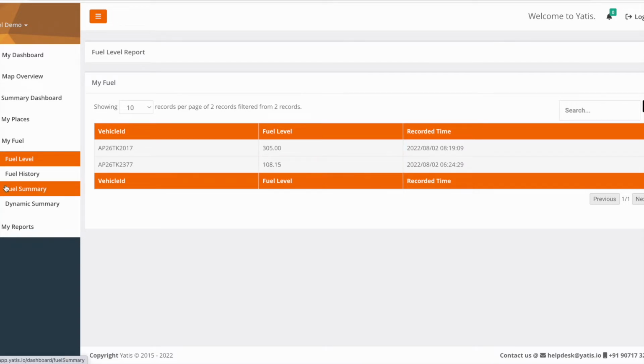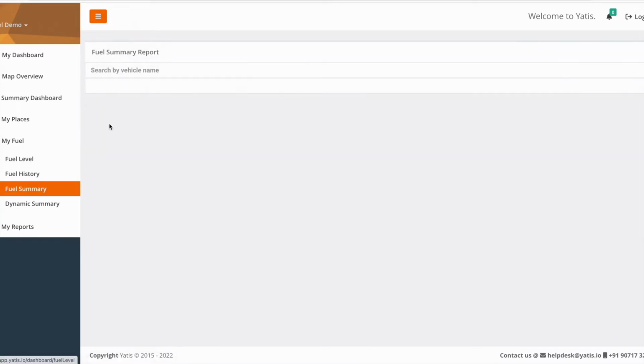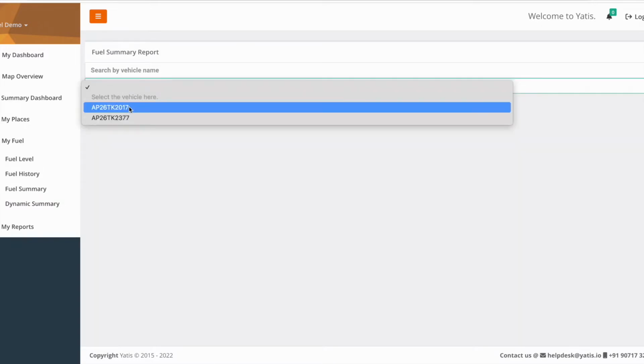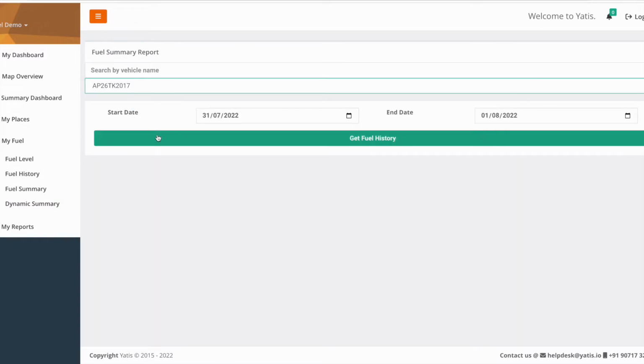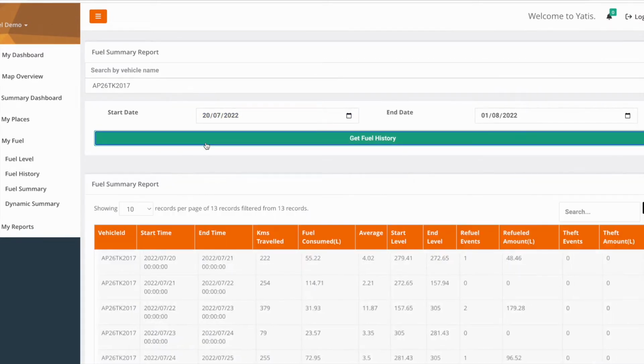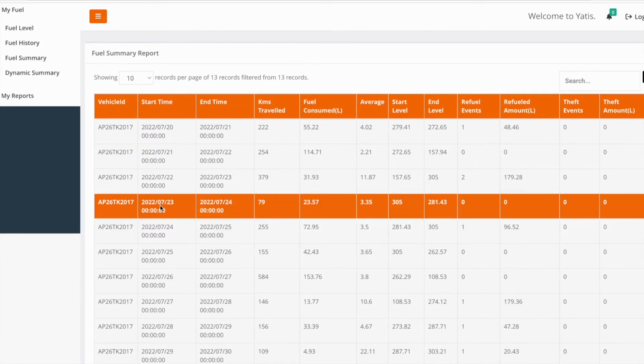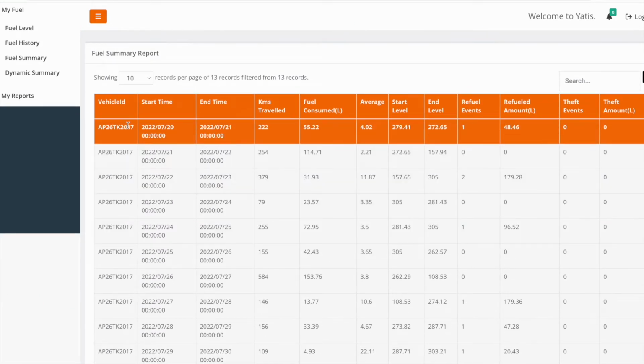The next interesting thing is the fuel summary. You could look at the fuel summary across a few days, say from the last 11 days. For the vehicle you get the total kilometers traveled, the fuel consumed, the estimated average, the start and end levels, and the fuel events if any, refueling, etc.